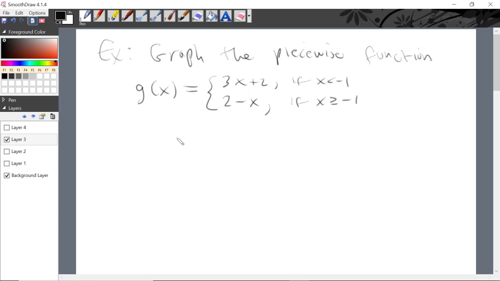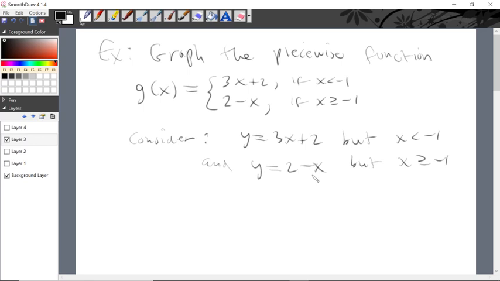What is this going to look like as a graph? Well, we would consider the graphs of two other functions in this case. Consider the graph of y equals 3x plus 2, but we only want x to be less than negative 1 on that graph. And consider the graph of y equals 2 minus x, but we want x to be greater than or equal to negative 1. Each of these is a linear function, and we know how to graph lines really well.